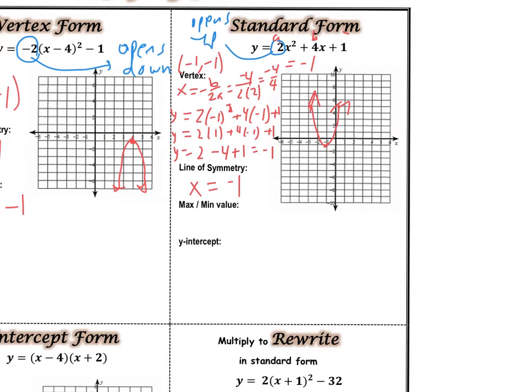Okay. So then I know then that the max or min value is always the y value in the vertex, which is also -1. And since this is opening up, that's going to be a min value. So the minimum value is going to be -1. Lastly, the y-intercept. Now on the standard form, the y-intercept is always c. And so this one I can just call it y equals 1, or you could call it the point (0, 1). It is right here. You can see my graph kind of does hit it there.